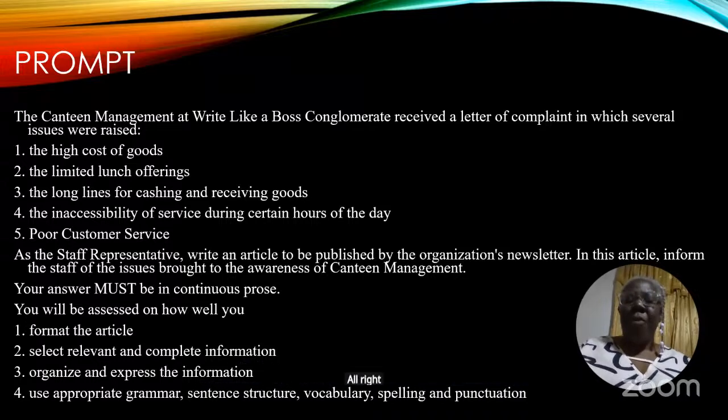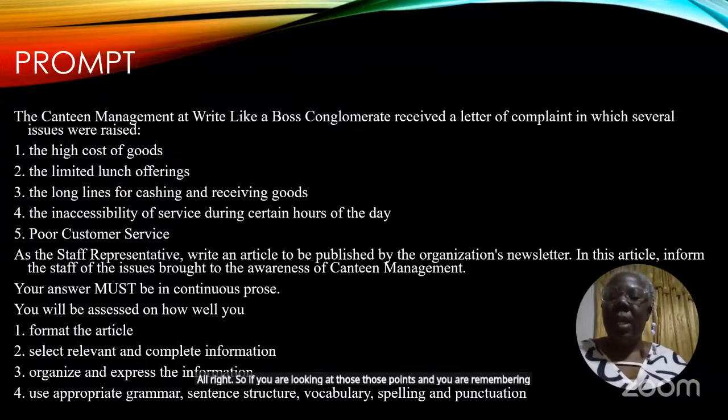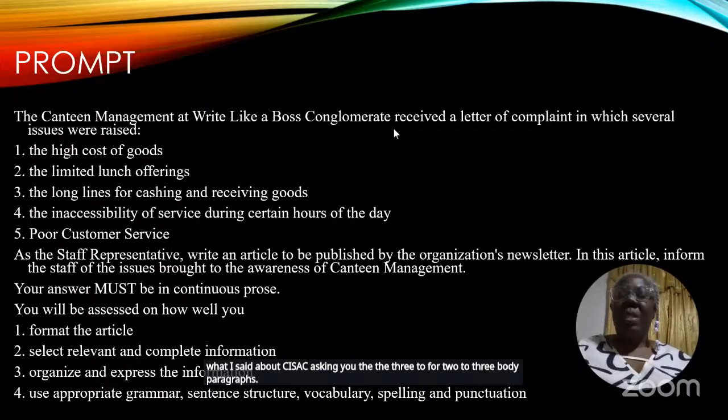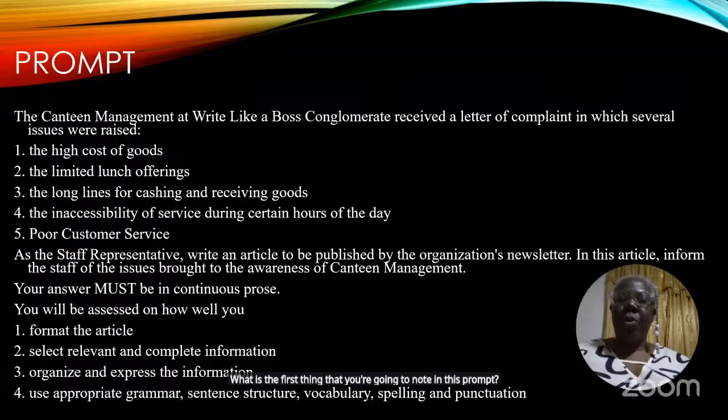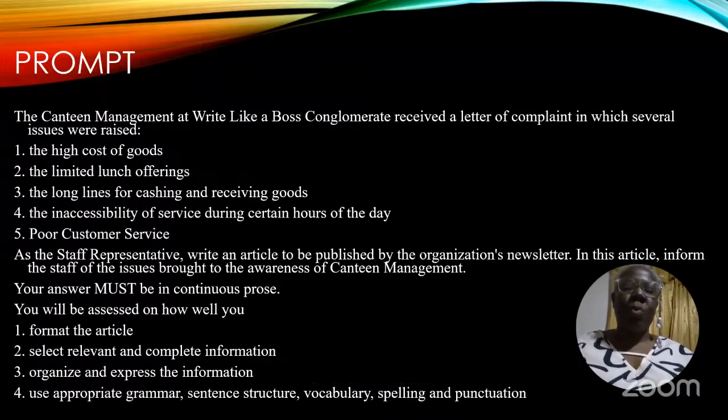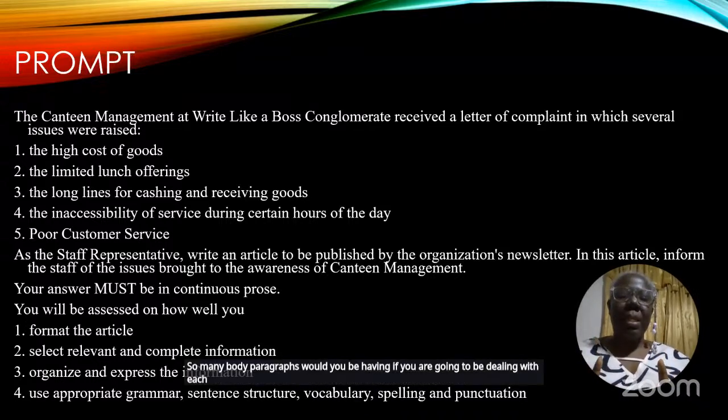All right. So if you are looking at those points, and you are remembering what I said about CSEC asking you for 2 to 3 body paragraphs, what is the first thing that you're going to note in this prompt? How many paragraphs are you looking to have? So I would first highlight the article by stating challenges. No, man, listen to the question. Before I'm coming to you, Mikhail. Listen to the question. Based on the prompt in front of you, how many body paragraphs would you be having if you're going to be dealing with each point in a paragraph?